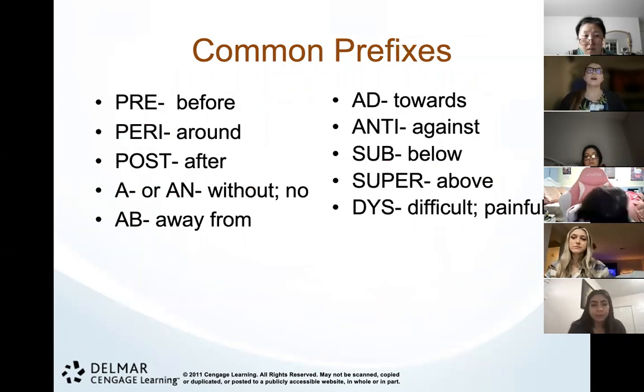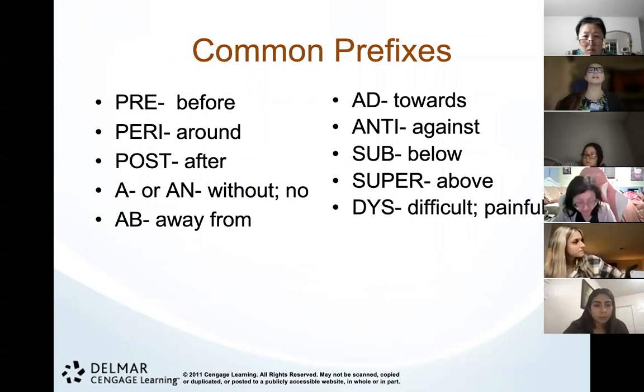Now getting into common prefixes, we have pre, which means before, whereas post is after. Peri is a term that we use when we're talking about around. So like pericarditis, that's fluid around the heart. Peri, around, card, heart, itis, inflammation, or just fluid binding. So pericarditis is that fluid around the heart.